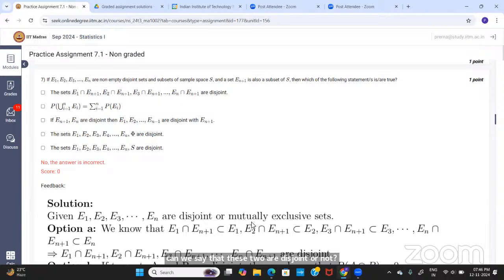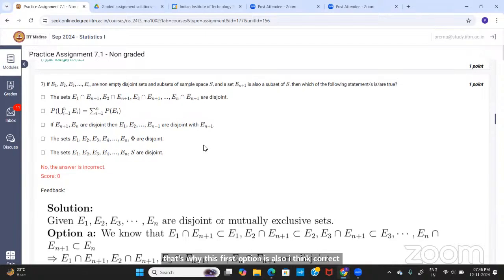Empty sets will always be disjoint because they have nothing in common, so we can say disjoint. That's why this first option is also, I think, correct, because there is a case when this may result in empty sets, all of them.